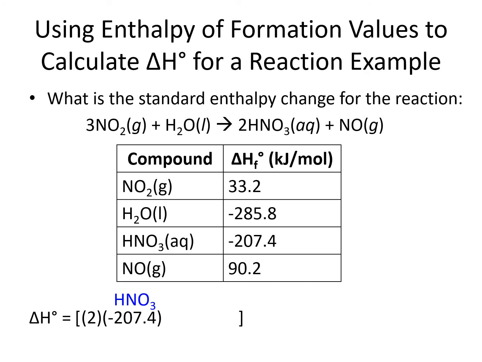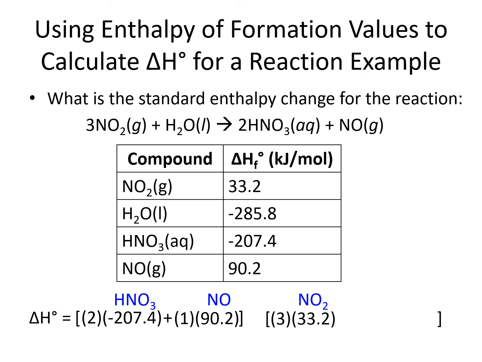We multiply those together. We do the same type of calculation for the nitric oxide. The NO has a coefficient of 1 in the balanced chemical equation and 90.2 as its delta HF value. We multiply those together. The results for the nitric acid and the nitric oxide get added together. Then we do the same type of calculation for the reactants, the things on the left side of the arrow. NO2 is the first thing on the left side. It has a coefficient of 3 in the balanced chemical equation and 33.2 as its delta HF value.